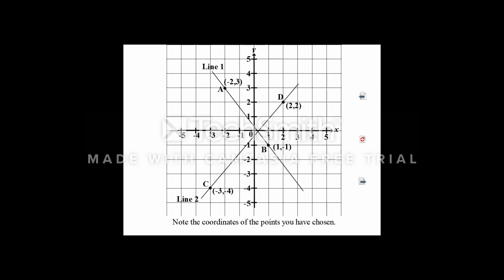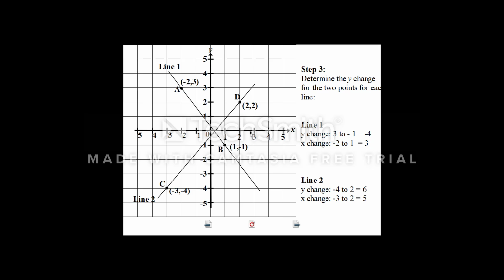So once we've identified the coordinates, then we can identify the changes in x and in y, which is our third step. We said step 3, determine the y change for the 2 points. So let's deal with the y change and then the x change after. So y here on our line 1 was 3, and we're going down, so we know it's going to be a negative, and it went to -1. From 3 to -1, we're going down 4 steps, so the y change is -4.